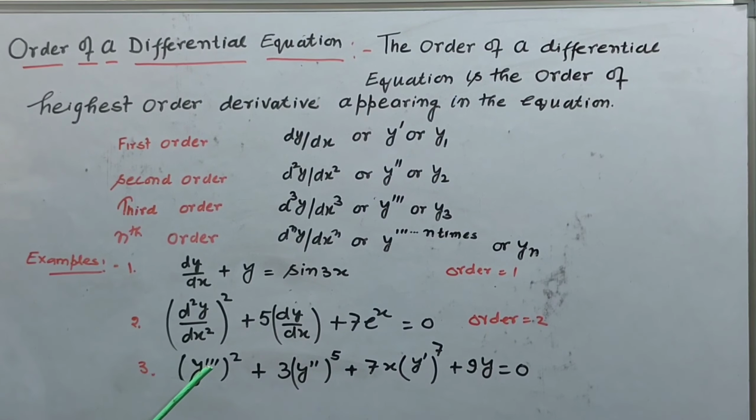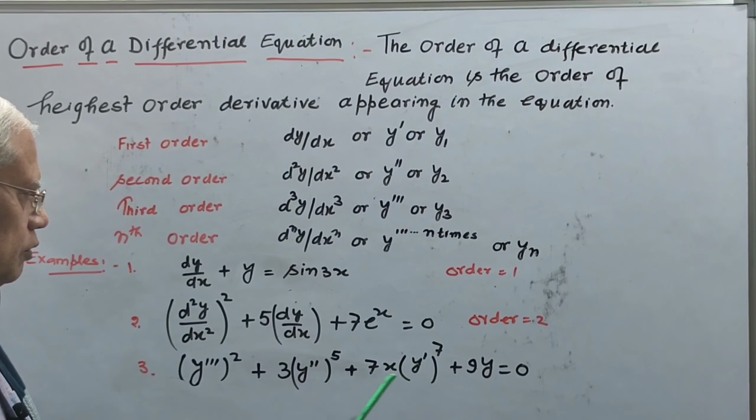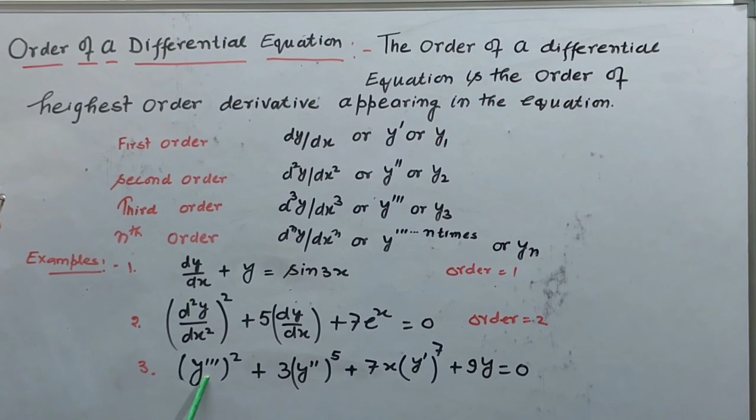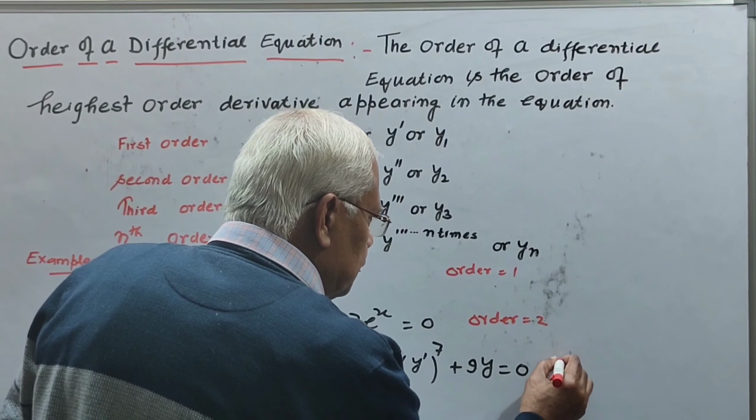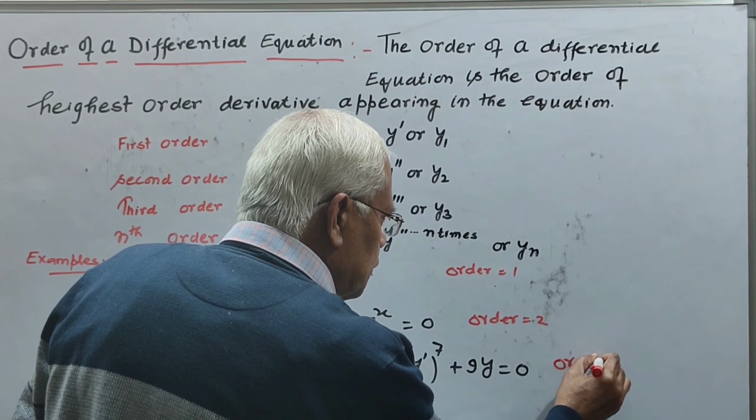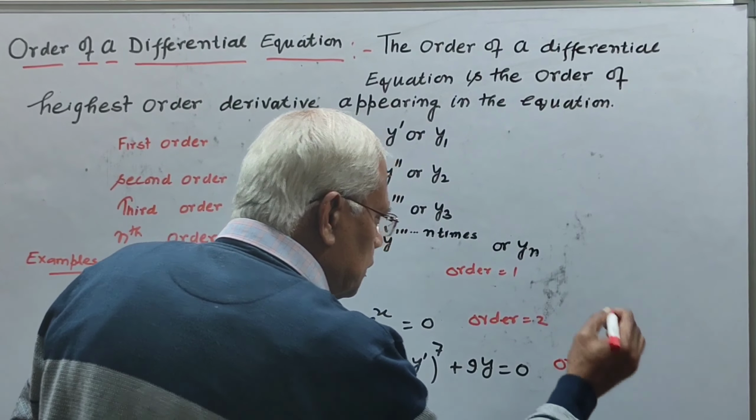Here y triple dash means d3y upon dx3, that is third order derivative, second order derivative, first order derivative. So which is the highest order? Third order. So the order of this equation is 3.